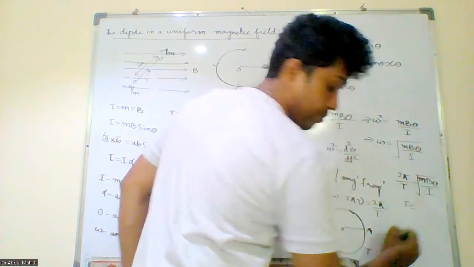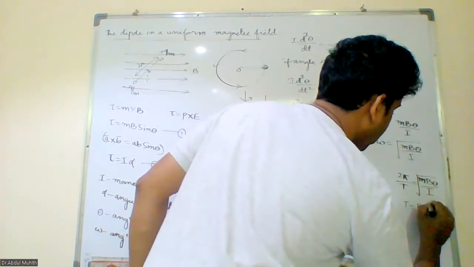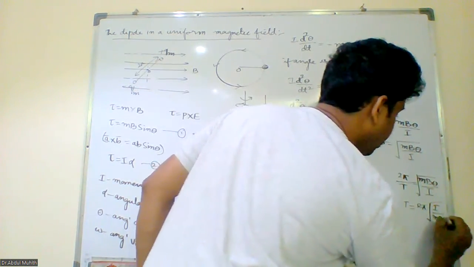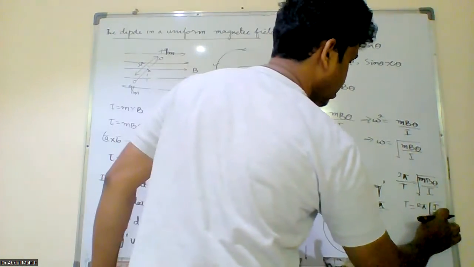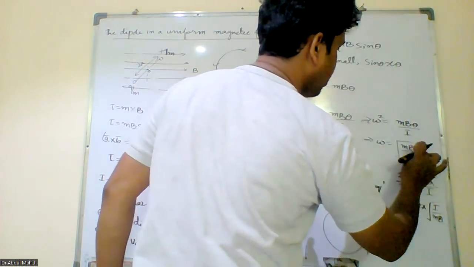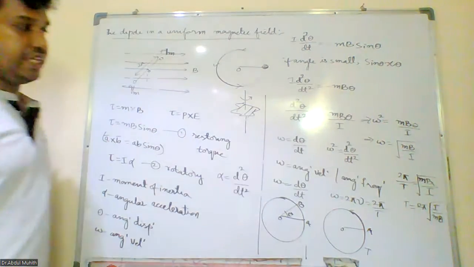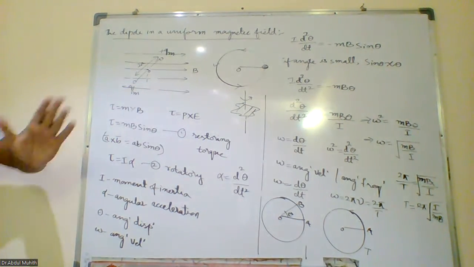It will become 2 pi under root of I by mB theta. Is it the same? Yeah, I by mB theta. So if theta is very small, just ignore it. Okay, we need to take that into consideration. So that will become T is equal to 2 pi under root of I by mB. Means what? It will start oscillating.